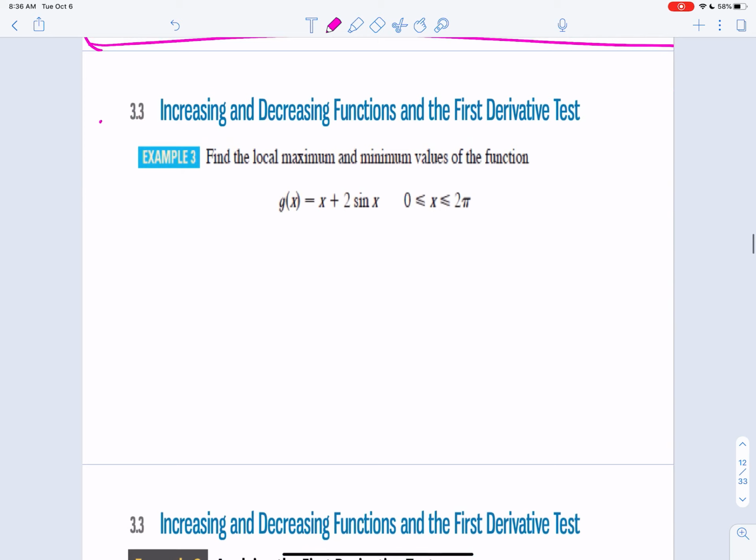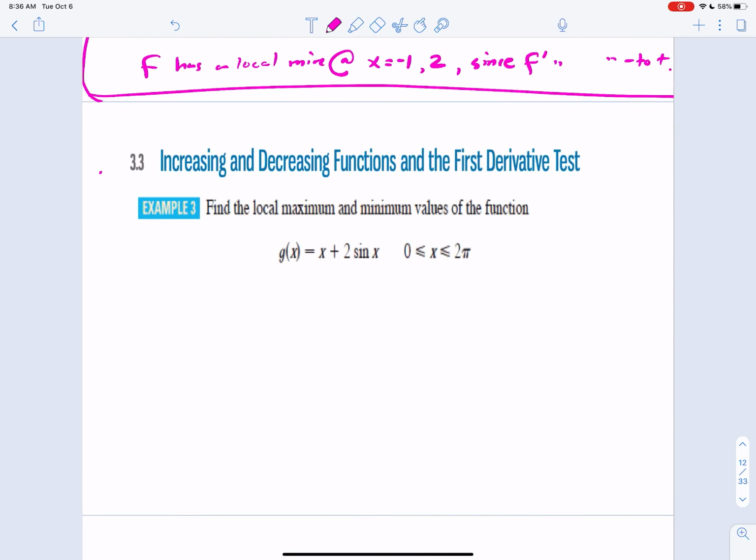So let's do a couple more. Here we go. Oh no, trig functions. Let's call this example 2b. All right. Find the local max and min values of the function g of x, which is x plus 2 sine x, somewhere in between 0 and 2 pi.